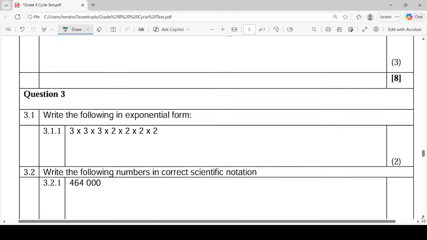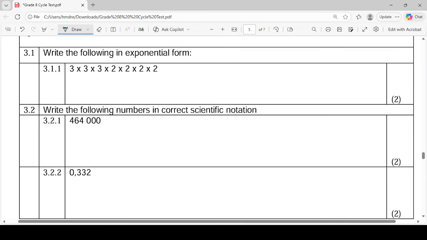Question 3, write the following in exponential form. So we just count how many 3s we've got, how many 2s we've got. We always want to try and write the smallest number first. So we're going to write the 2s first. So 2 to the power of, let's see, 1, 2, 3, 4. It's just how many 2s are there and then how many 3s are there. Yeah, there's 1, 2, 3 3s.